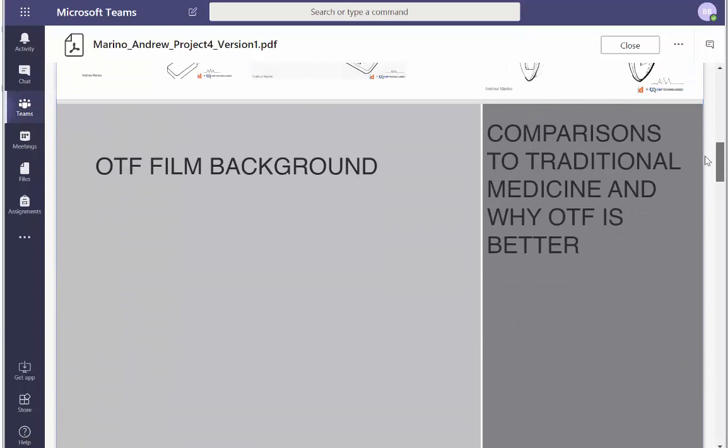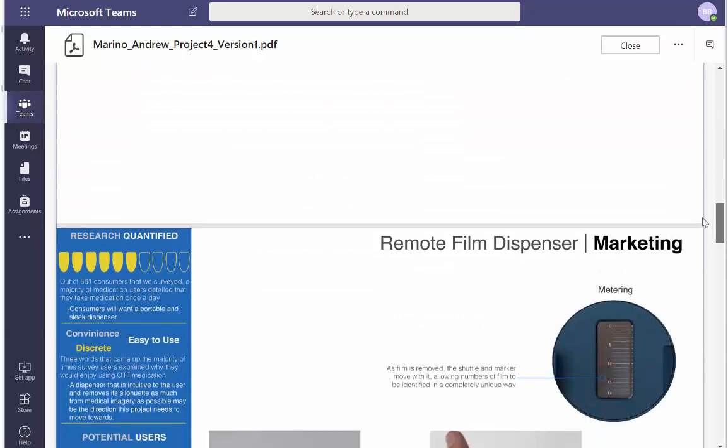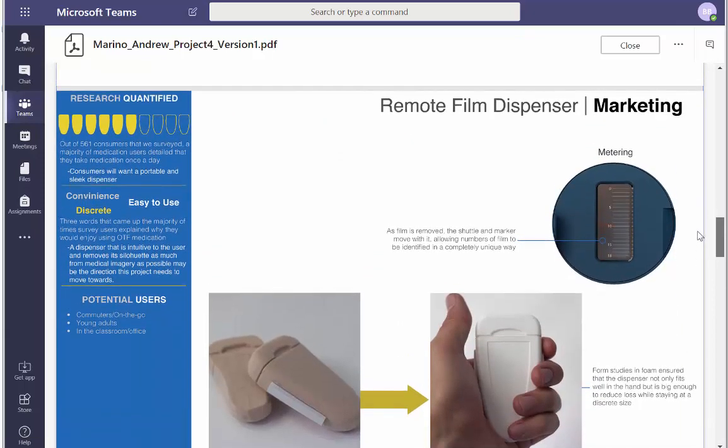They're easy to swallow. They provide a new packaging solution, something like that. Yeah, you got to explain what oral thin film is before you do the sketches. Survey and research. Reformat.